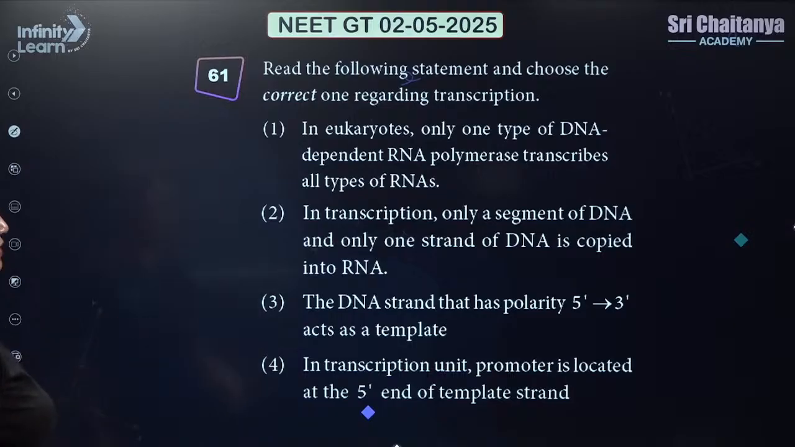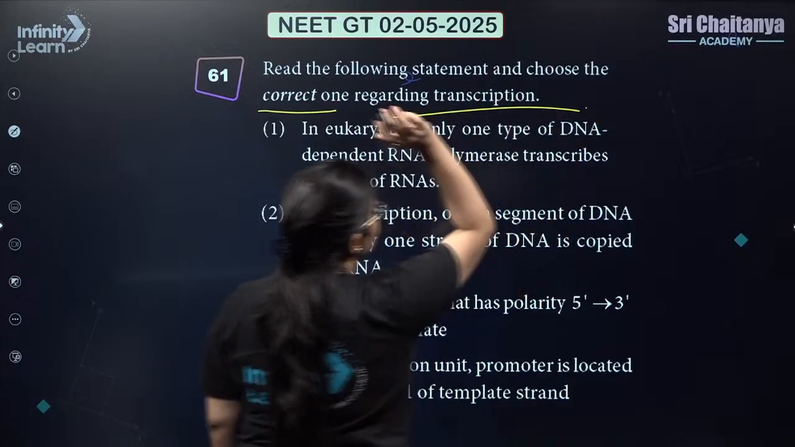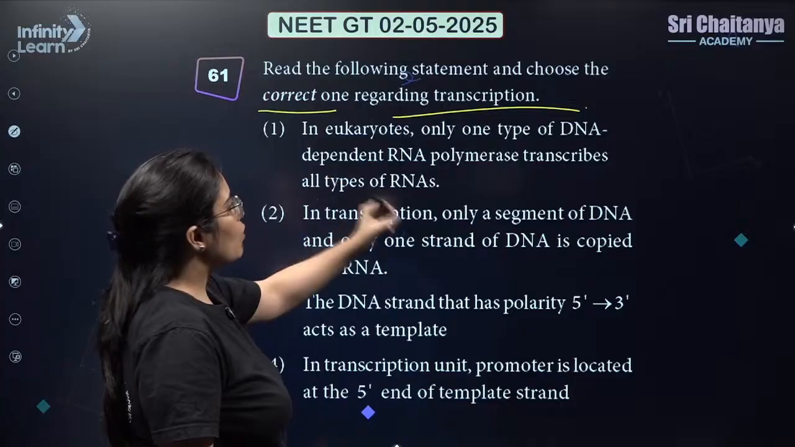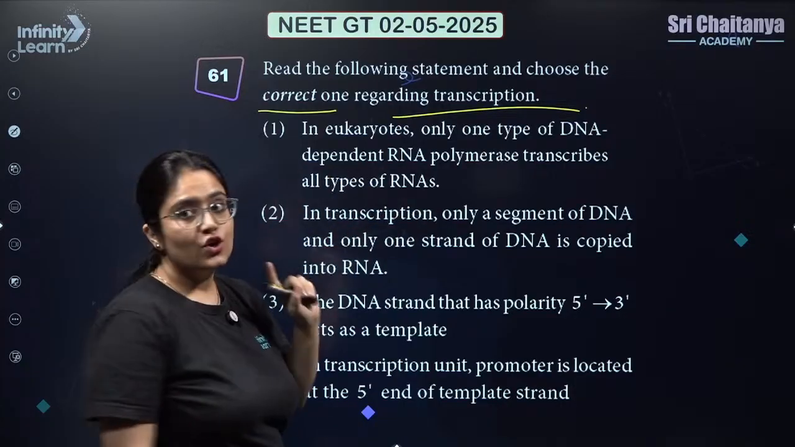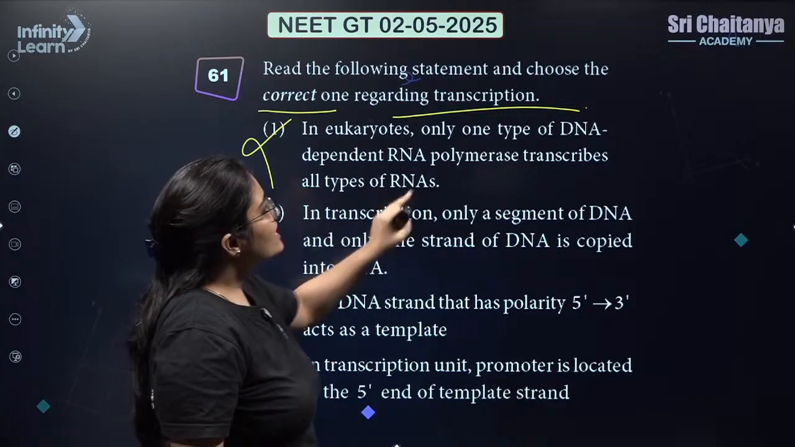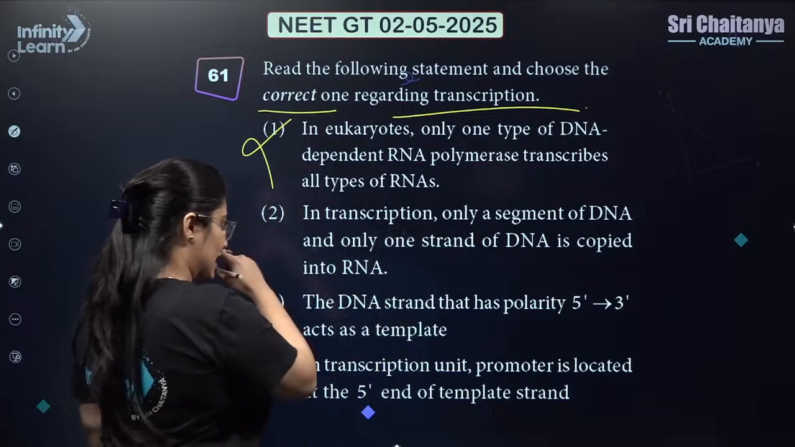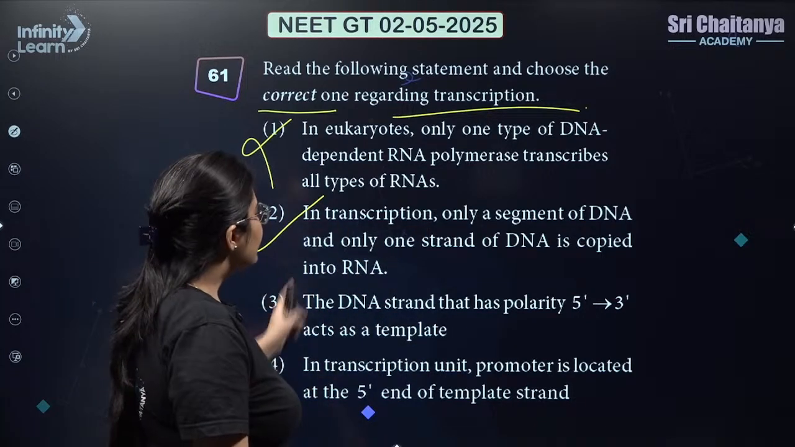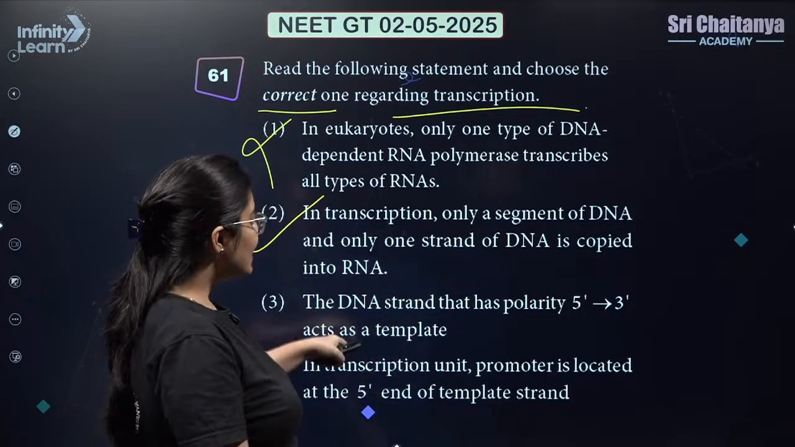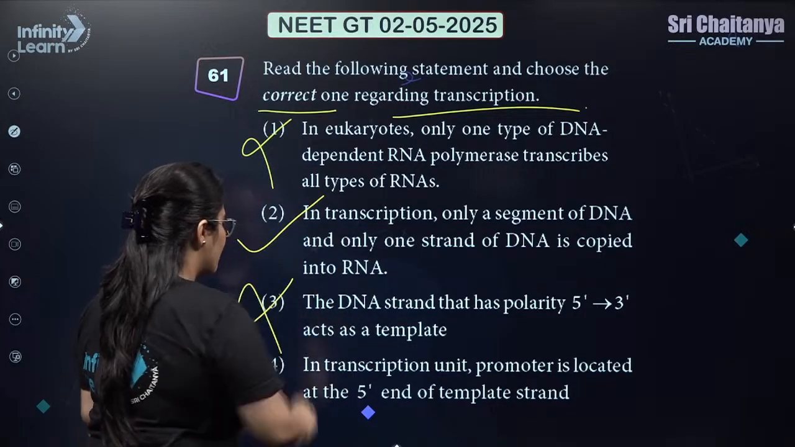Read the following statements and choose the correct one regarding transcription. In eukaryotes, only one type of DNA-dependent RNA polymerase transcribes all types of RNAs? No. This is correct for prokaryotes. In transcription, only a segment of DNA and only one of the strands of the DNA is copied into RNA. This is correct. The DNA strand that has polarity 5' to 3' acts as a template. No, the DNA strand that has polarity 3' to 5' acts as a template. This is wrong.